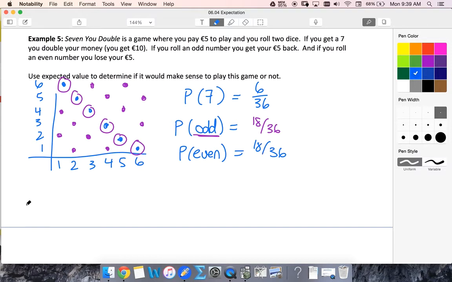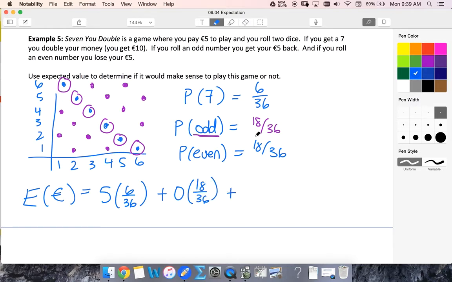So now let's think about our expected value. Our expected value is going to be how much money we get times the probability. So our expected euros, I'm going to get 5 euros. So if I get a 7, I get 5 euros, because remember I paid 5. So I get 5 euros 6 out of 36 times. I get 0 euros because I paid 5 and got my 5 back 18 out of 36 times. And I lose 5, so -5 half of the time.